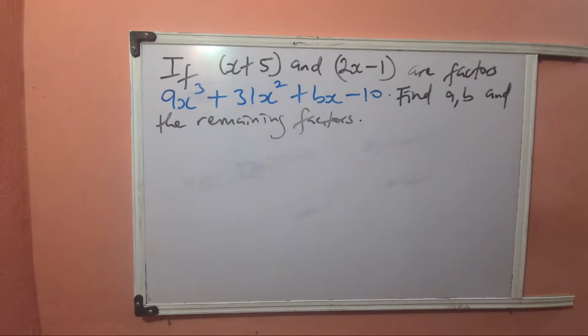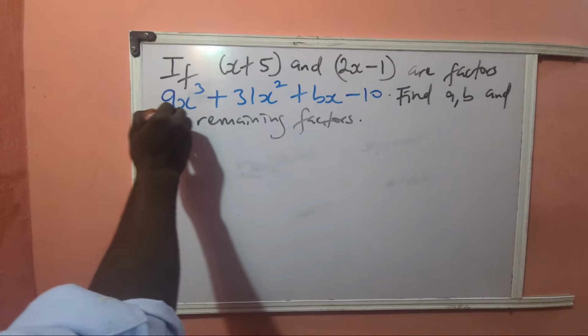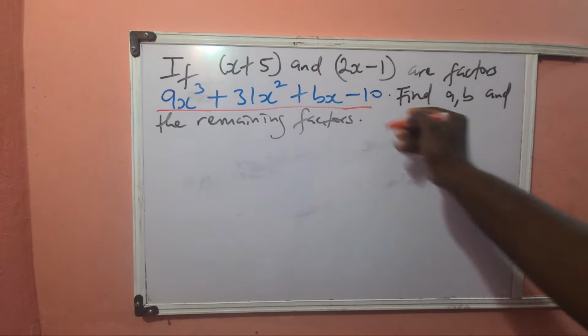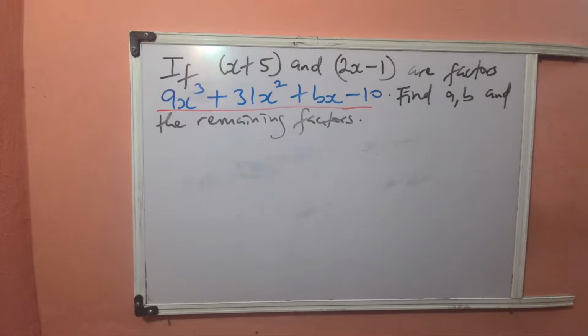Let's try and study the question before making an attempt. We're told that x plus 5, 2x minus 1, they are factors of this particular polynomial. So they are factors of this polynomial. We're then told to find the value of a, the value of b, and the remaining factors. Now, put into consideration a particular law under the factor theorem. I'm sure you should understand the factor theorem and the remainder theorem.